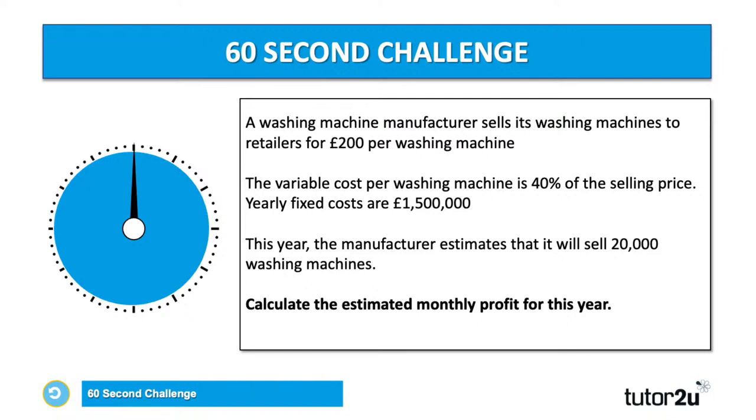£1,500,000. This year, the manufacturer estimates that it will sell 20,000 washing machines. The task is to calculate the estimated monthly profit for this year. 60 seconds, here we go.